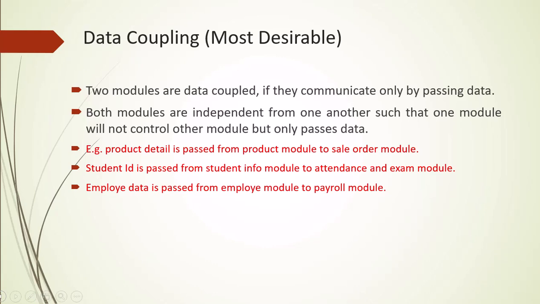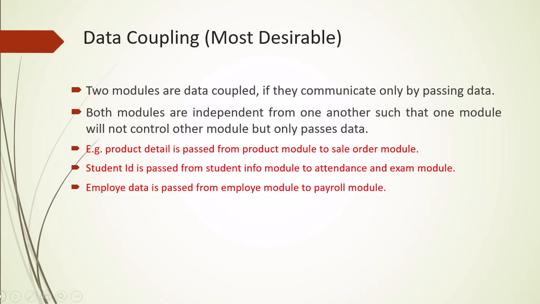Another example is when student ID is passed from the student info module to the attendance module and exam module. Student ID is passed from the student information module to the student attendance module and exam module, because in the exam module we require the student ID or the student information. Similarly, in attendance we also need the student information. So the student information is passed from the student info module to the attendance and exam module.